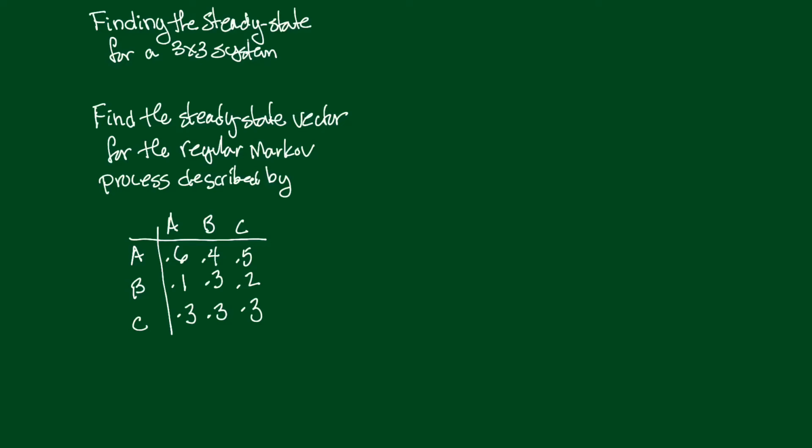Let's find the steady state for this 3 by 3 regular Markov process. It's regular, right? Because even to the first power, all the entries are non-zero. They're all positive. So it's regular, so it's going to reach a steady state. Let's find it. So why don't we start here?